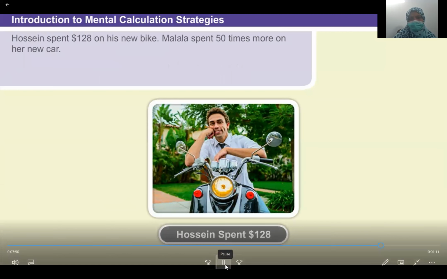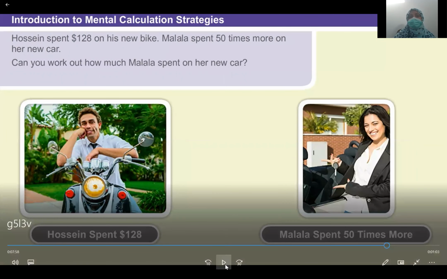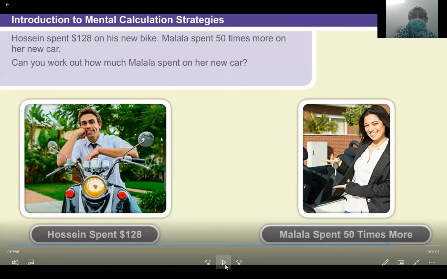Then here I have another question. Hussein spent $128 on his new bike and Malala spent 50 times more on her new car. Can you work out how much Malala spent on her new car? So what do you think? Here in this question, they have given that 50 times more. Okay, so Hussein spent 128 and Malala spent 50 times more.